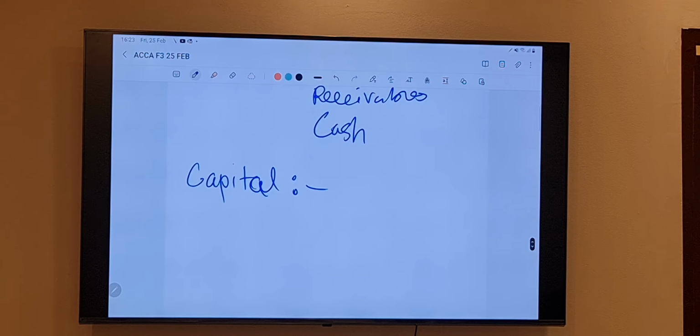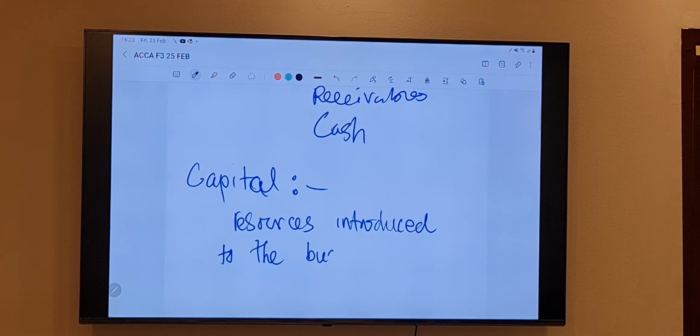So let's write down: resources introduced to the business by the owner is known as capital. Now, if you toss a coin, you will have either a tail or a head.